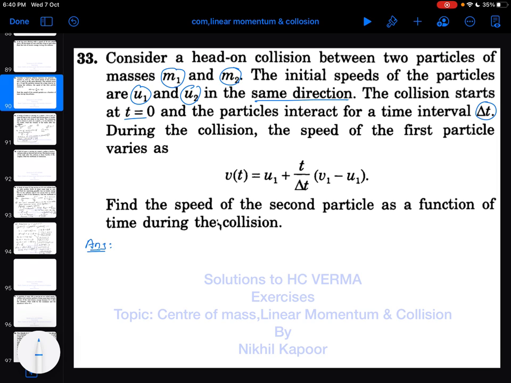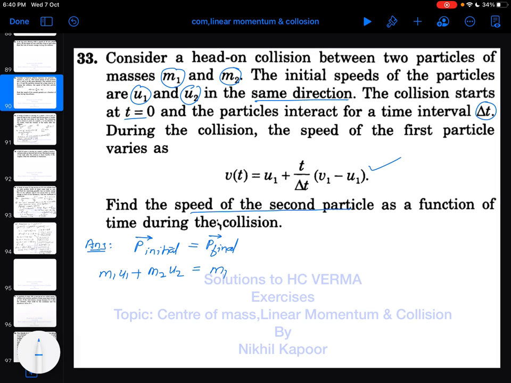Okay, during the collision the speed of the first particle varies with time as given. We have to find the speed of the second particle. So as we know that in a collision, the total initial momentum of the system must be equal to the total final momentum of the system. So the initial momentum is m1 u1 plus m2 u2, as they are in the same direction, so we can directly add their magnitudes.